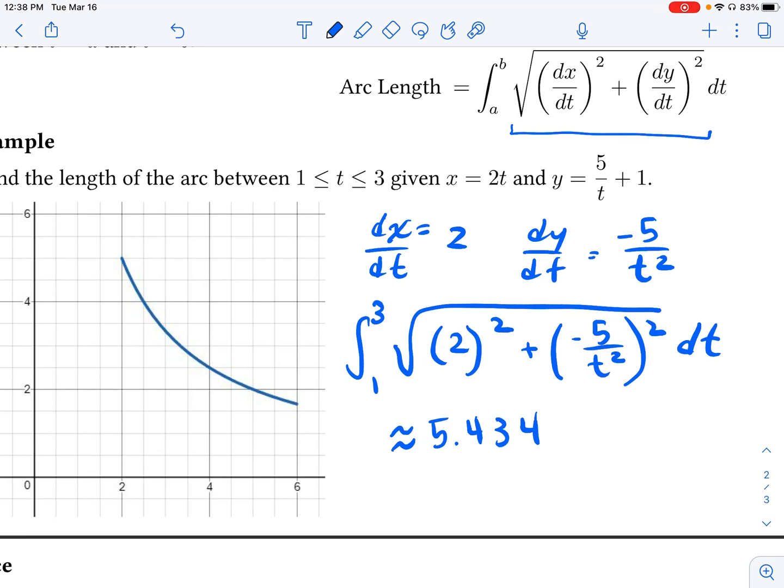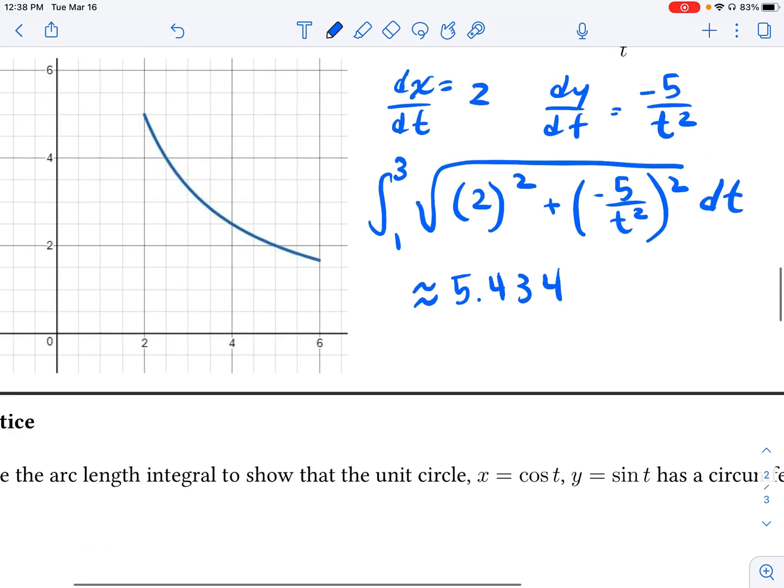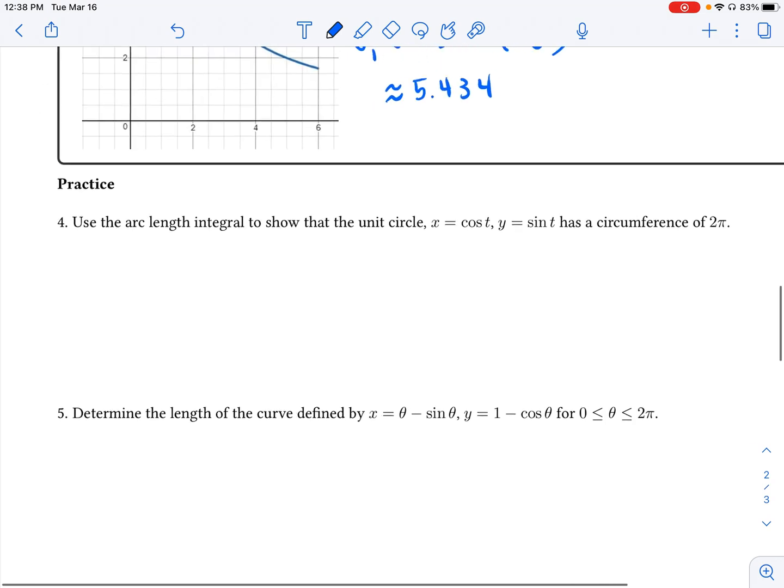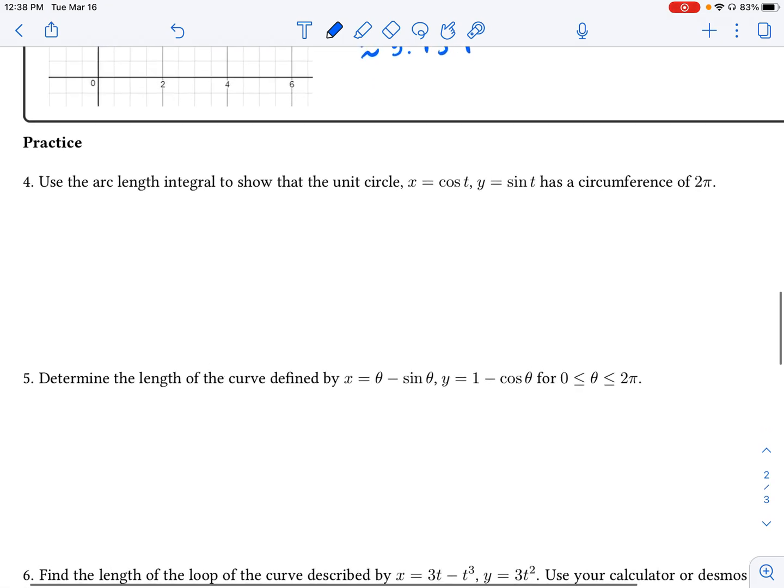Okay, let's try a couple more examples. Let's look at number 4, which I have written on the back side of our notes. Use the arc length to show that the unit circle, x equals cosine t, y equals sine t. Again, these are just two parametric equations that give me the unit circle, a plane curve, a circle with a radius of 1. We're going to use the arc length formula just to show that that unit circle does indeed have a circumference of 2 pi.